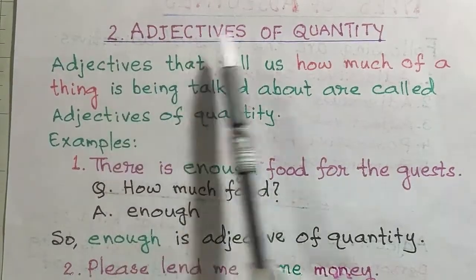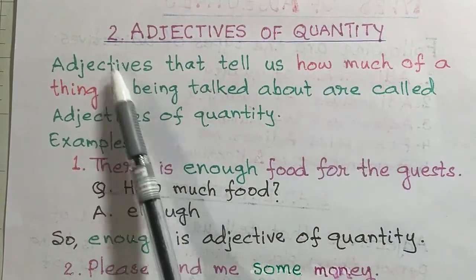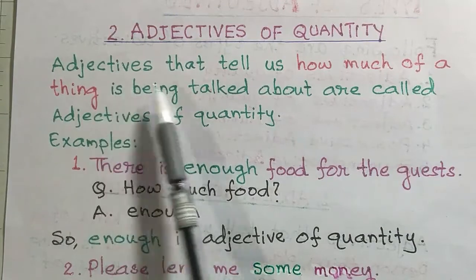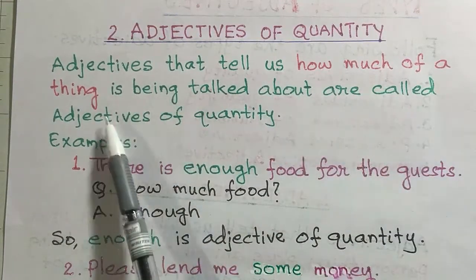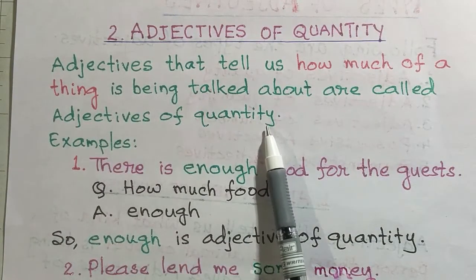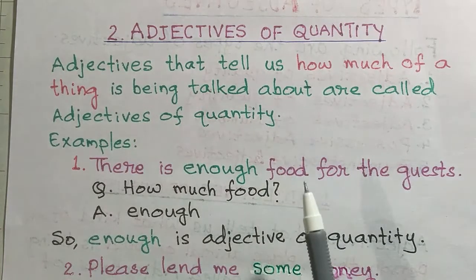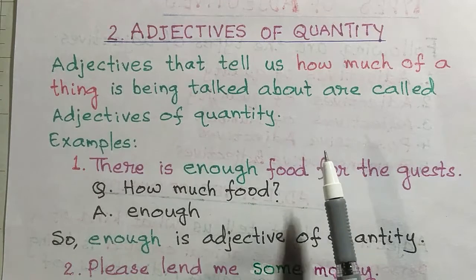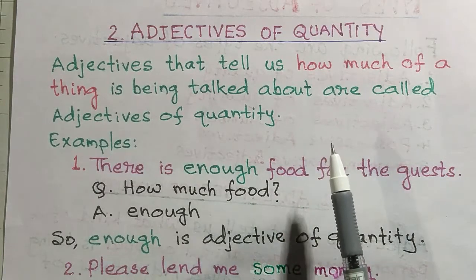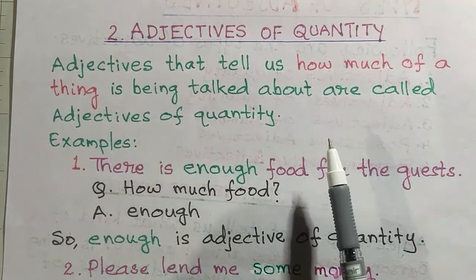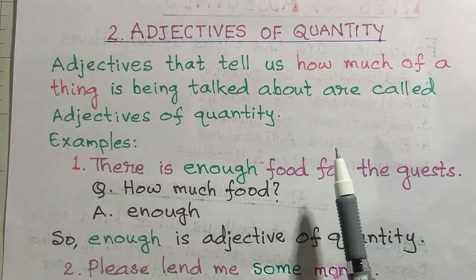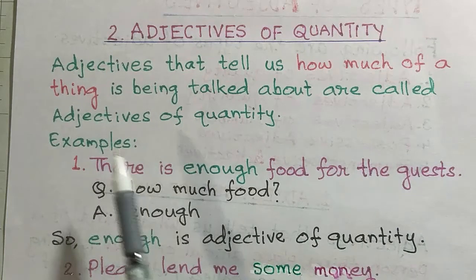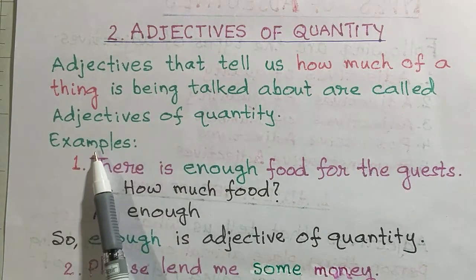Number 2. Adjectives of quantity. So adjectives that tell us how much of a thing is being talked about are called adjectives of quantity. What quantity of a thing is being talked about. Such adjectives we call adjectives of quantity. So let us see some examples.